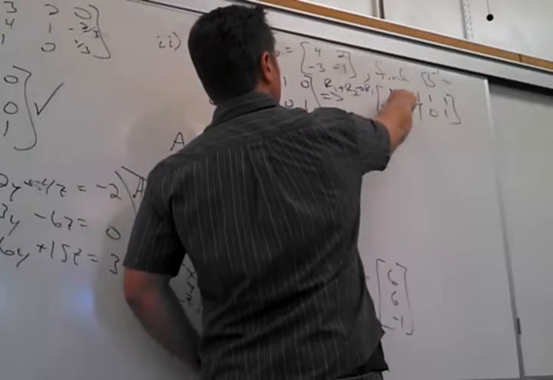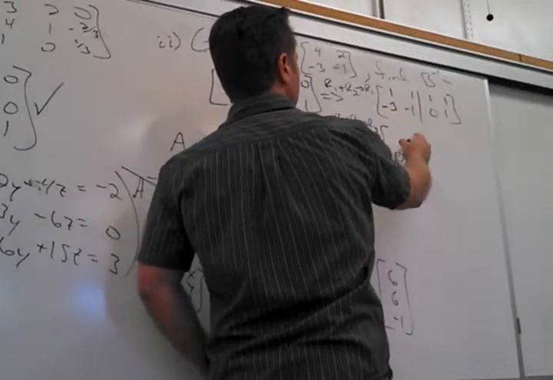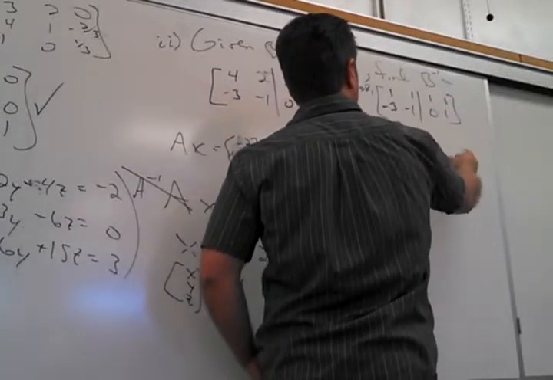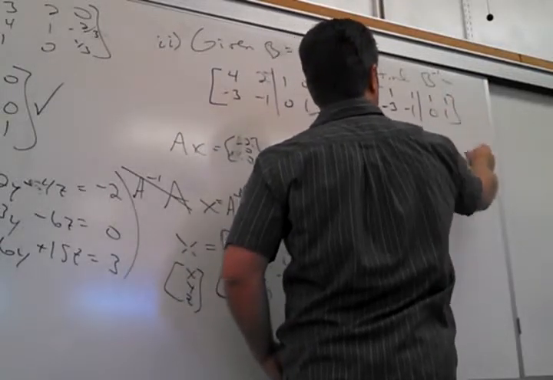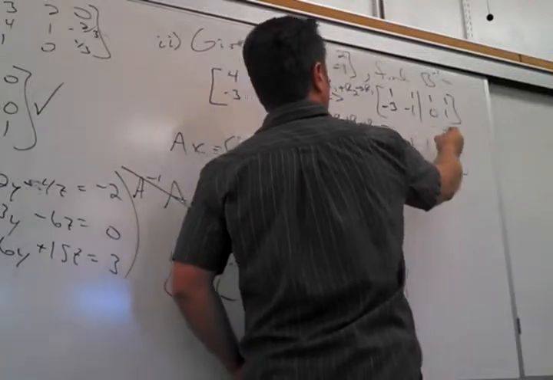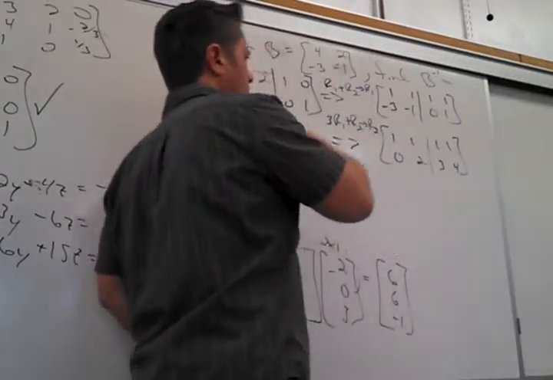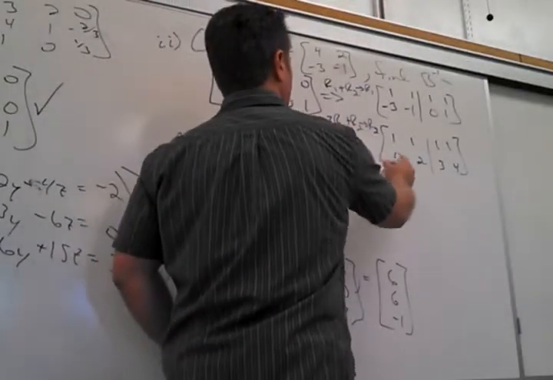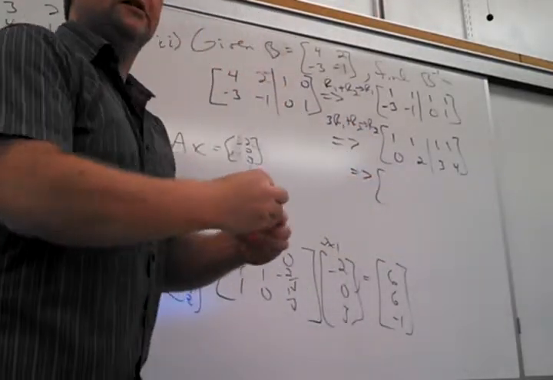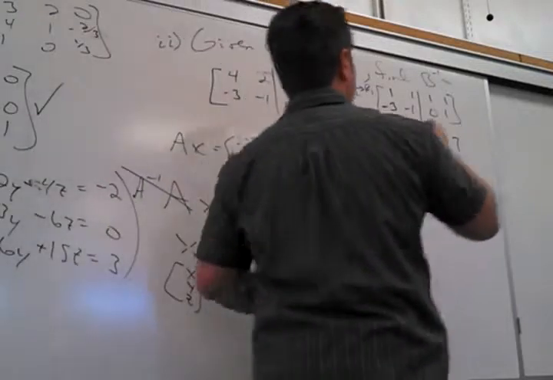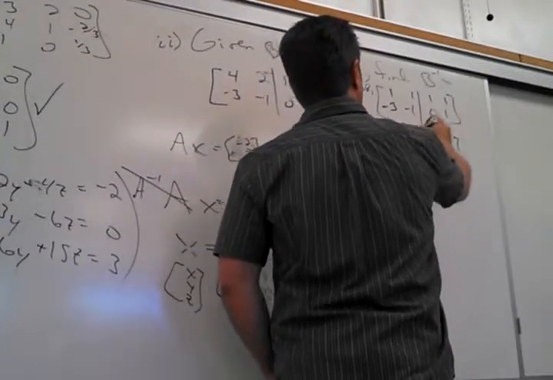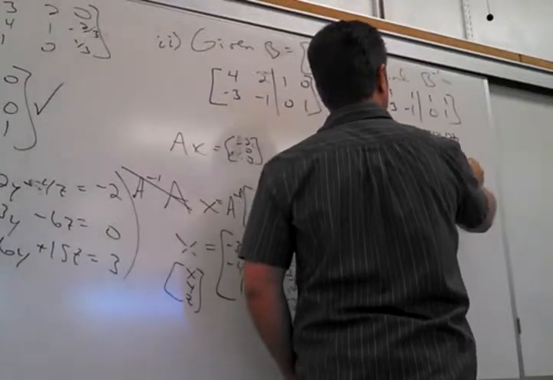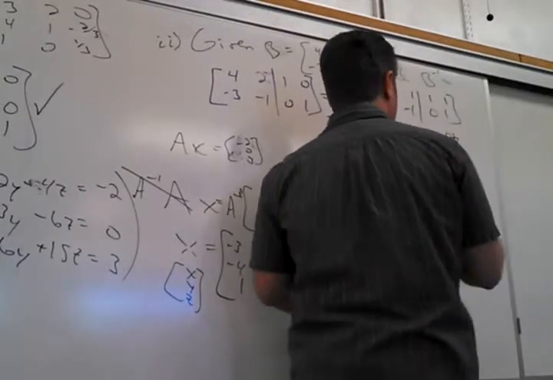Here, of course, I would say 3 times this plus this. 3 minus 3 is 0. 3 minus 1 is 2. 3 plus 0 is 3. 3 plus 1 is 4. And then what I would do is I would actually double this and multiply this by -1. It doesn't matter, there's a lot of different ways to do this. This is just the way I would do it.